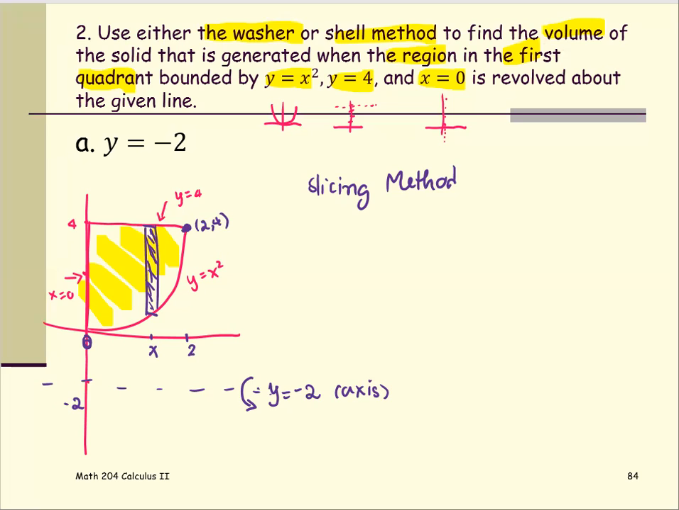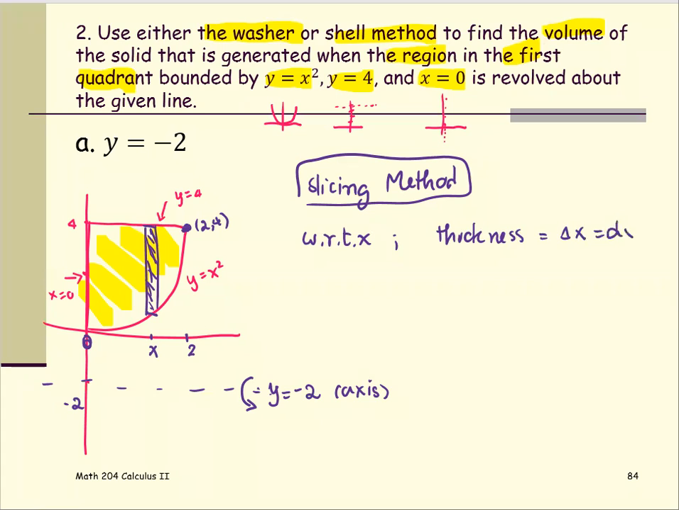That is the position in the x direction. So now we can list the given information. The integration will be with respect to x, and the thickness is delta x or dx. The interval of integration is the bound of the x value, which could be any number between 0 and 2. So x is greater than or equal to 0 and less than or equal to 2. To do the slicing technique, when we rotate about the line y equals negative 2, it will form the washer.